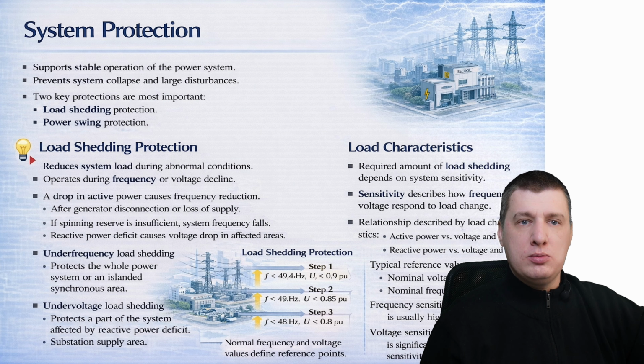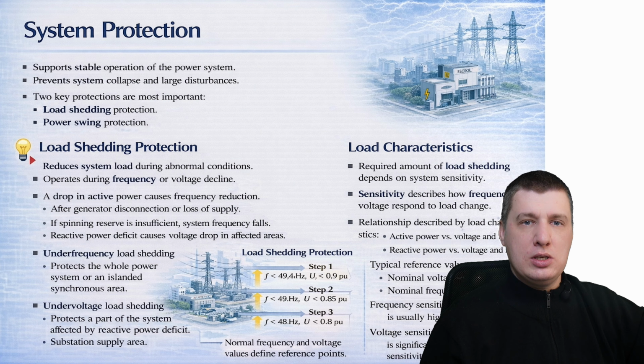In distribution networks, two system protections are most important: load shedding protection and power switching protection. Load shedding protection reduces system load during abnormal conditions. It operates during frequency or voltage declines. A drop in active power causes frequency reduction. This happens after generator disconnection or loss of supply. If spinning reserve is insufficient, system frequency falls. This affects the entire power system.